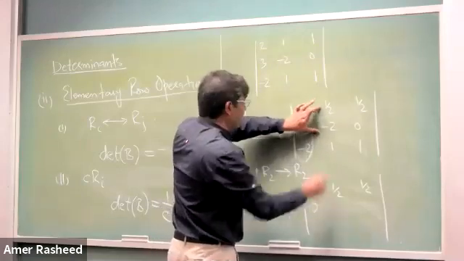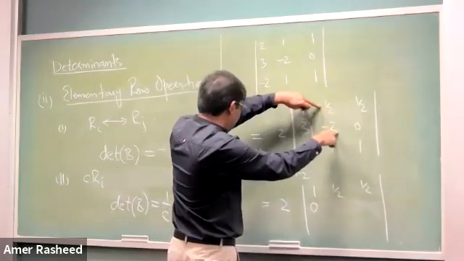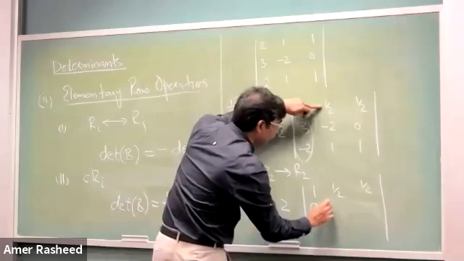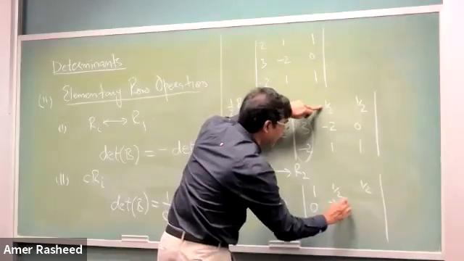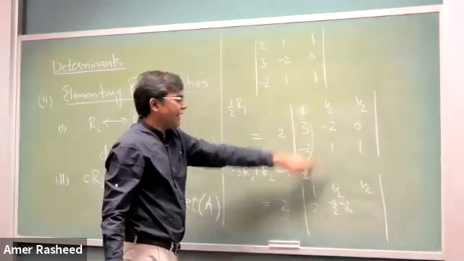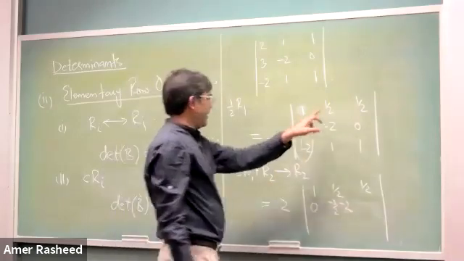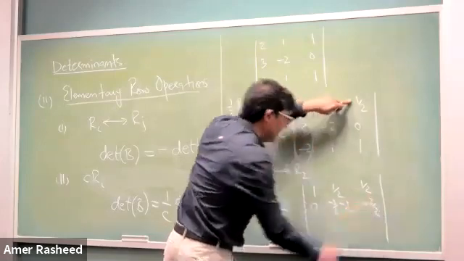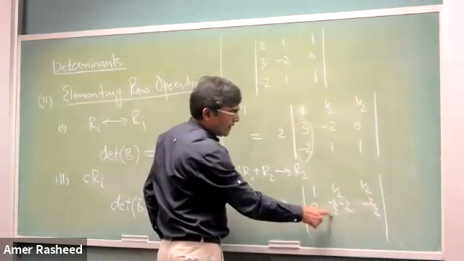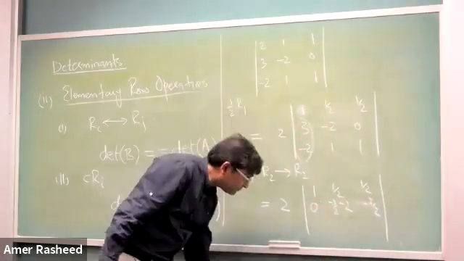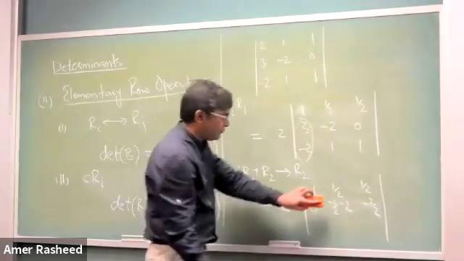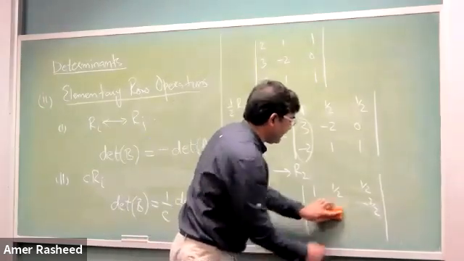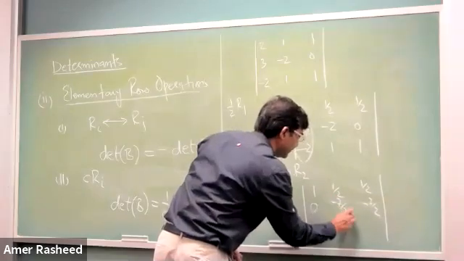And क्या करना है? -3 से multiply करके add करना है यहाँ पे. Okay. So -3 by 2, -2. This one I got here. फिर -3 से multiply करके add करना है यहाँ पे. So -3 by 2. So this one is what? Is -5 by 2? No, sorry, -7 by 2. So this is -7 by 2.